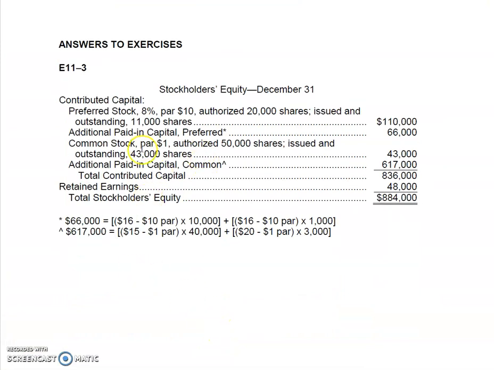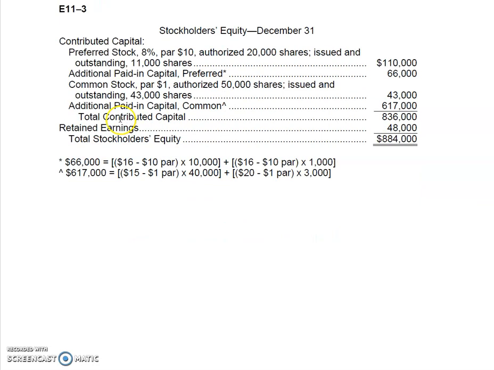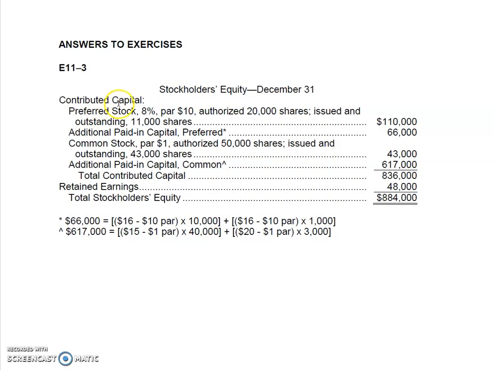And so we see here the contributed capital. So here is common stock, authorized 50,000 shares. They have issued, right here is the first issue. So the first amount contributed to additional paid-in capital, there is the $15 selling price minus the $1 par times 40,000 shares. And then we're going to see in a little bit they're going to issue some more stock for $20 per share.